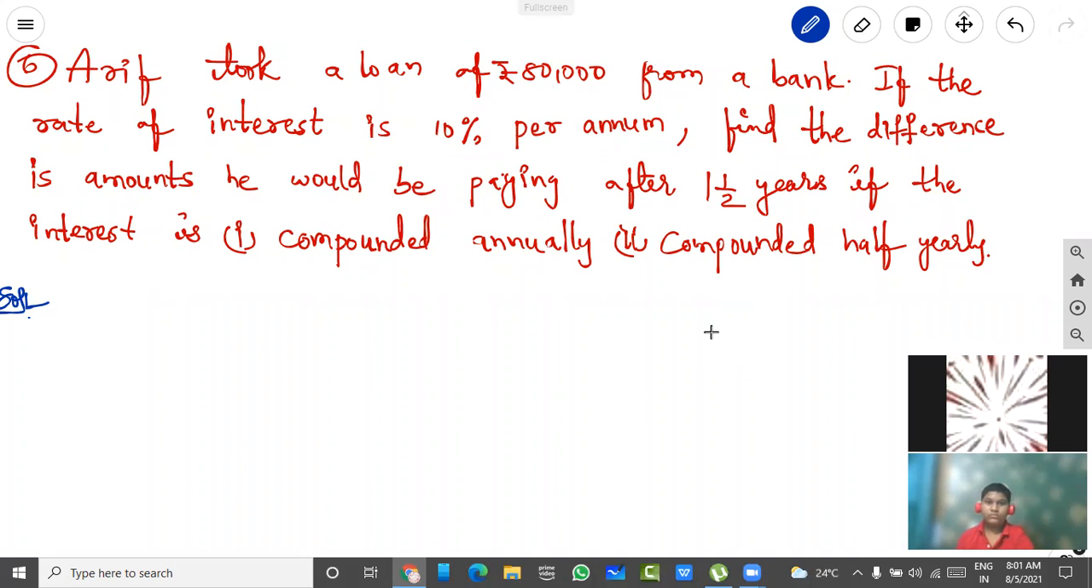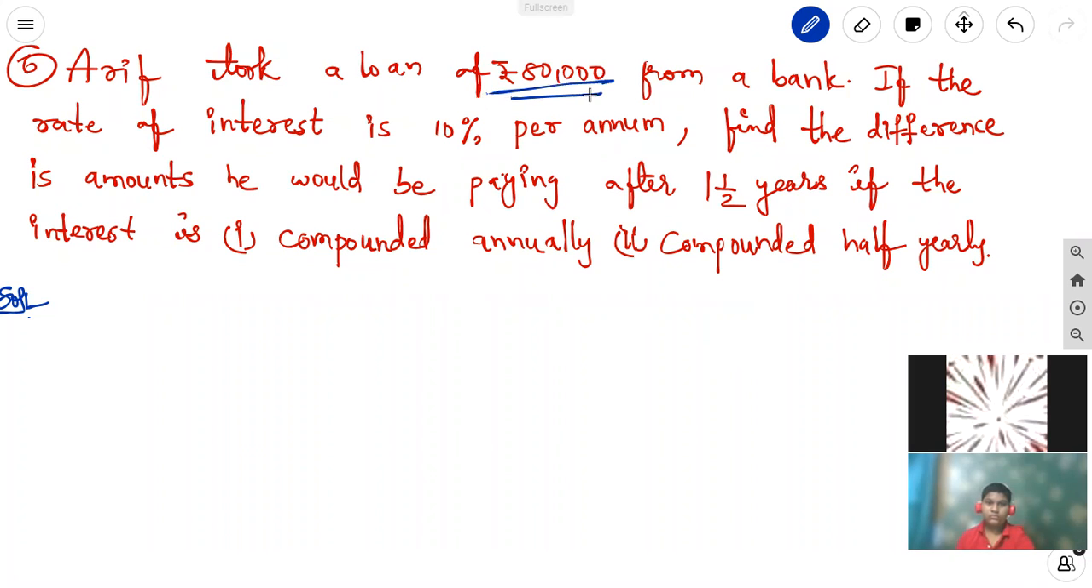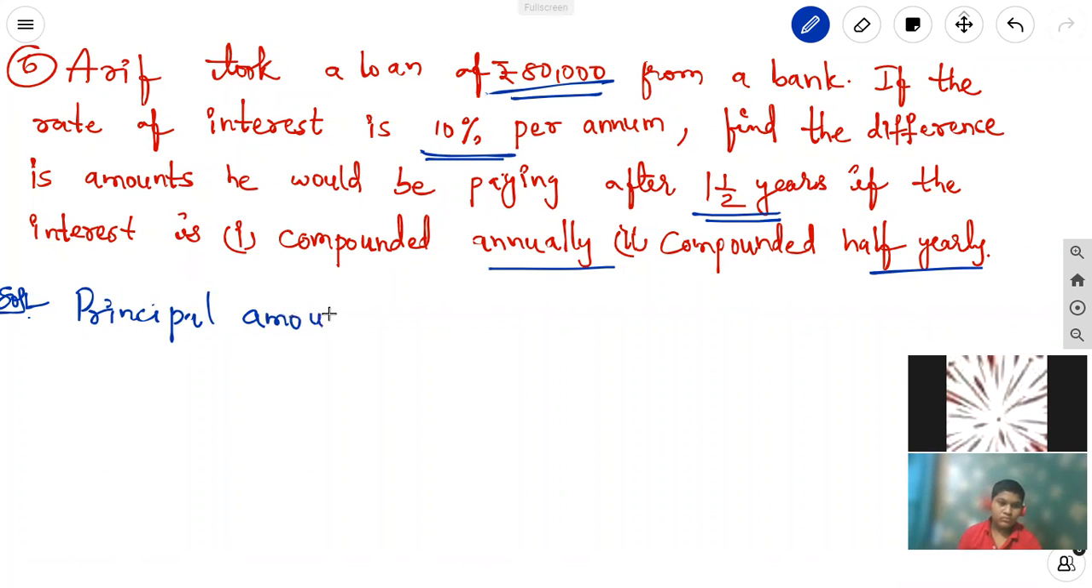Sixth problem, Arif took a loan 80,000 rupees from a bank. If the rate of interest 10% per annum, find the difference in amounts he would be paying after 1.5 years if the interest is compounded annually, compounded half yearly. Here, first we can take what is the principal amount. The principal amount equal to P equal to 80,000 rupees.